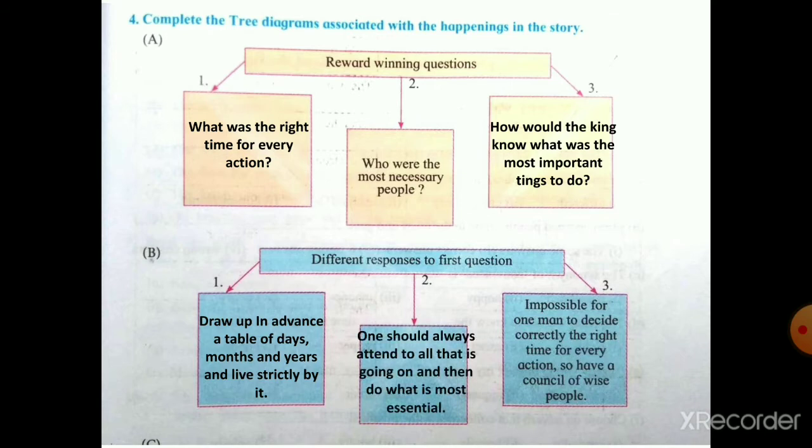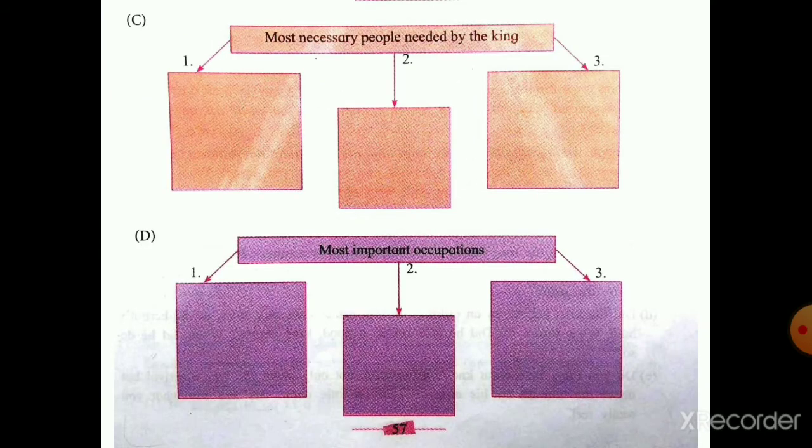And the remaining two are: draw up in advance a table of days, months and years and live strictly by it. Then the next one: one should always attend to all that is going on and then do what is the most essential. C is the most necessary people needed by the king, that are counselors, doctors, then priests and warriors. Then the most important occupations are science, skill in warfare and religious worship.